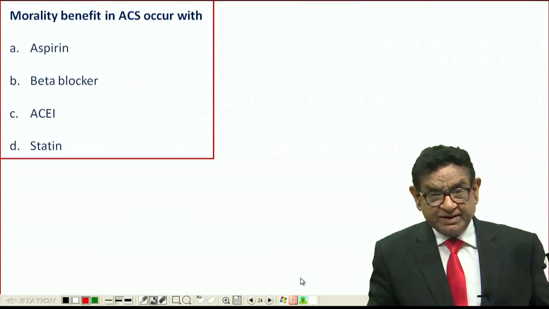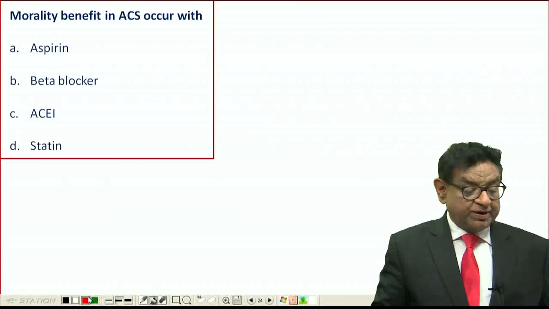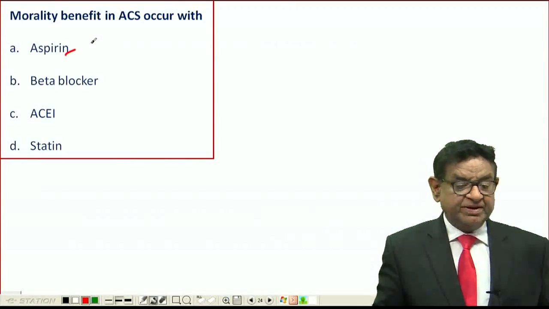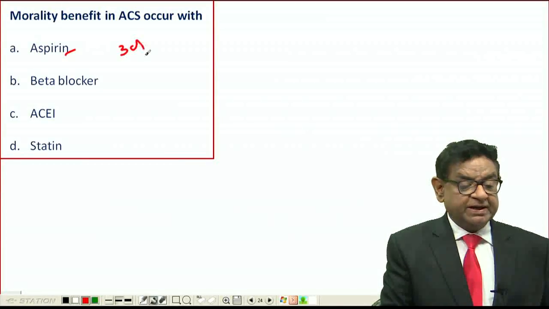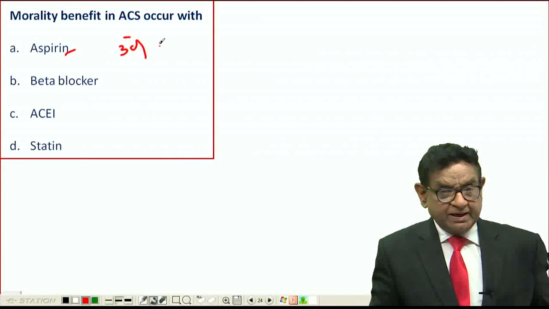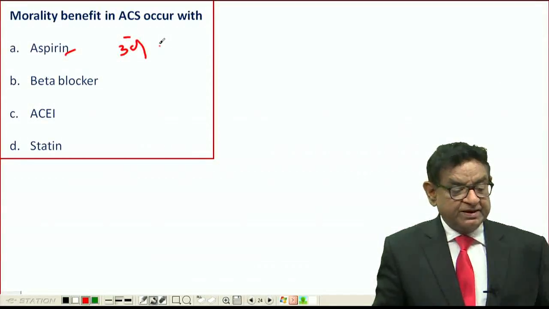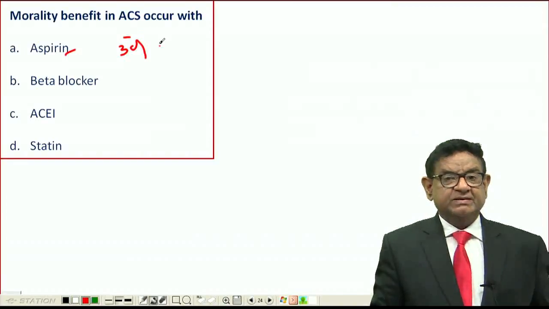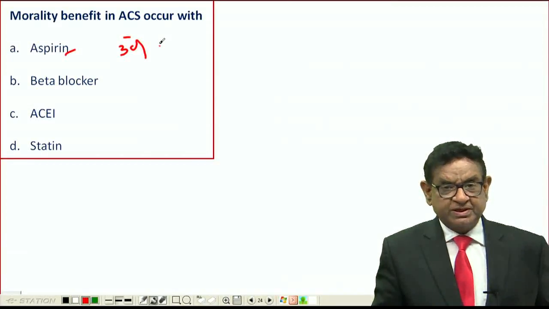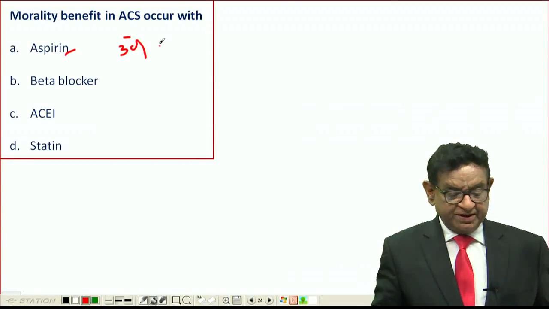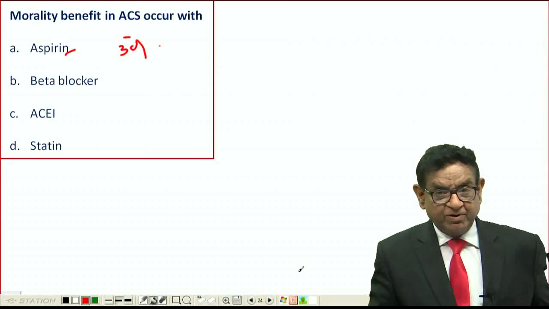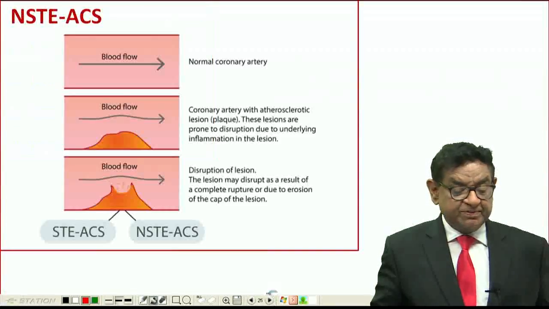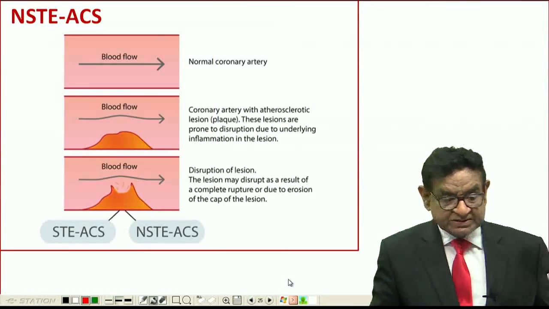Now, mortality benefit in acute coronary syndrome occurs with the following drugs. Aspirin definitely, if you use aspirin in early intervention, you can reduce mortality by 30%. Similarly, beta blockers have a good mortality benefit. ACEI and statin also have a mortality benefit. Means when we use these drugs in acute coronary syndrome, mortality is definitely reduced. But remember, drugs like morphine and nitrate don't have mortality benefit. They simply are helpful in relieving symptoms.